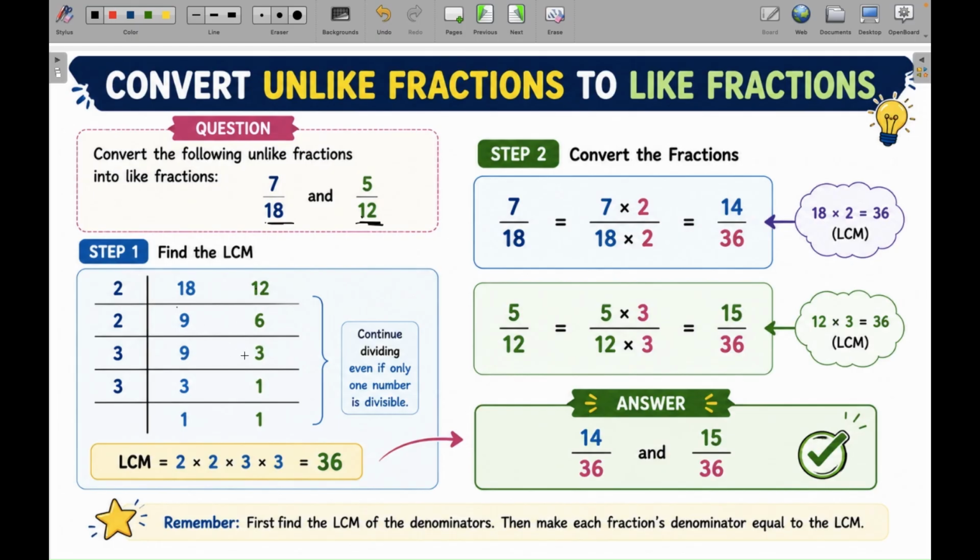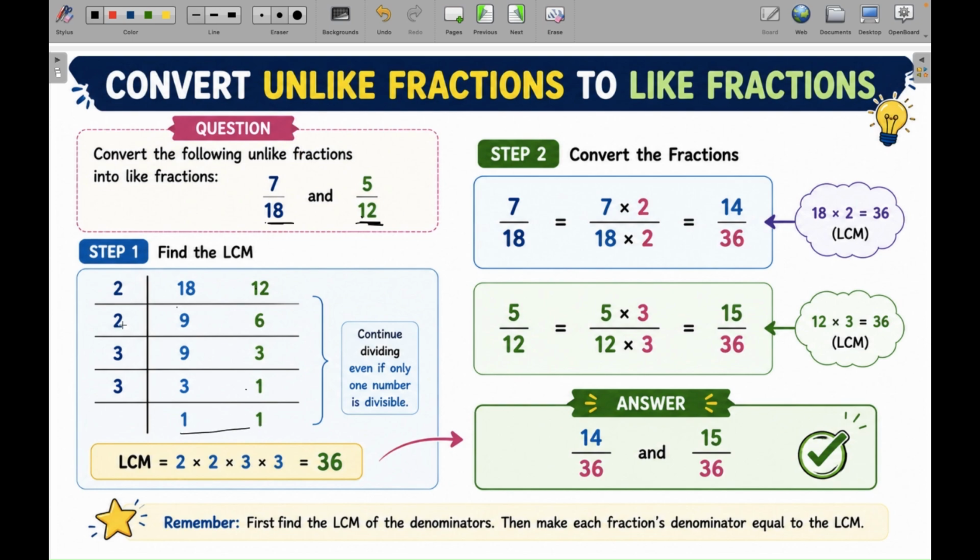Now both of them do not have 2 in common as a factor, so we move on to the next prime number, which is 3. Both the numbers are divisible by 3. So 3 3s are 9 and 3 1s are 3. Again we get 3 and 1. Both these numbers don't have anything in common, however 3 is divisible by 3. So 3 1s are 3. We stop here because we get 1 at the end.